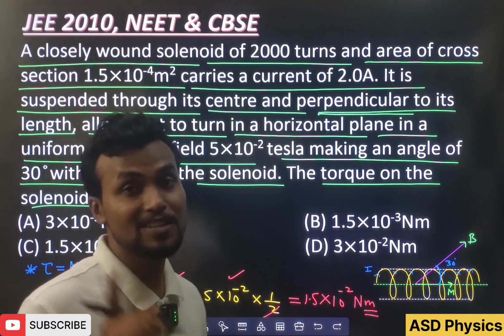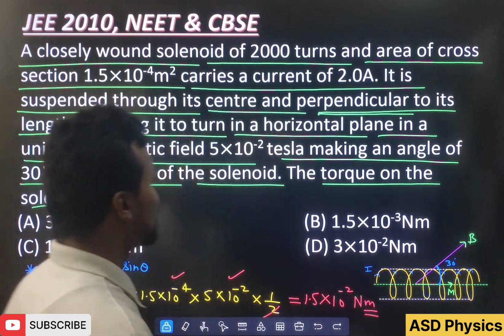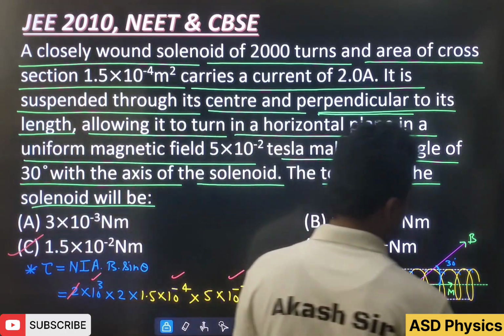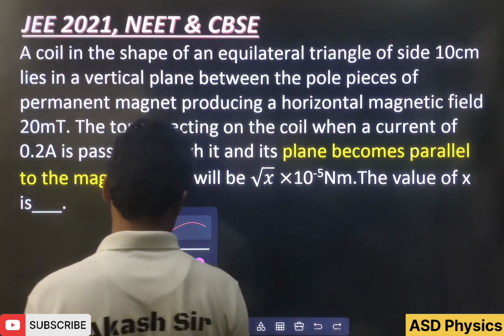Unit of torque will always be Newton meter, never write joule. So which option is correct here? Very basic, you just have to do the calculation. The correct option is option C. Very easy, very easy. Now students, let's move to the next question.